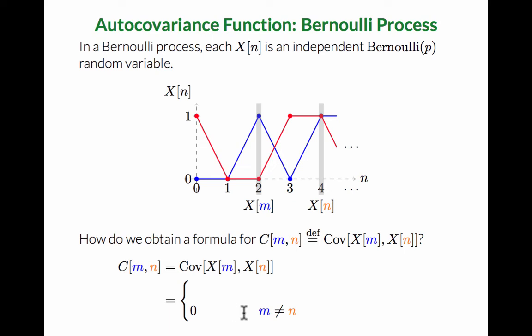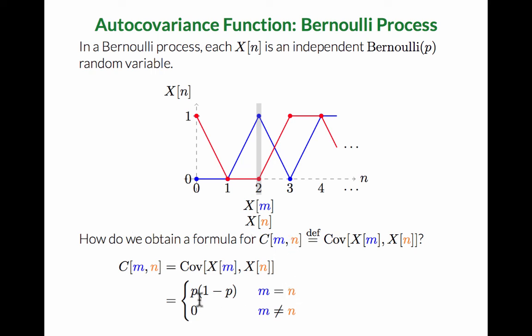Now, there's just one case we haven't handled, the case where m equals n, where X of m and X of n are the same random variable. The covariance between any random variable and itself is just the variance of that random variable. And we know that each X of n is a Bernoulli p random variable, and we know that the variance of a Bernoulli p distribution is p times 1 minus p. So this is a complete answer to the question, what is the autocovariance function of a Bernoulli process?